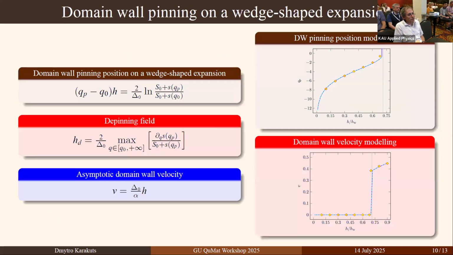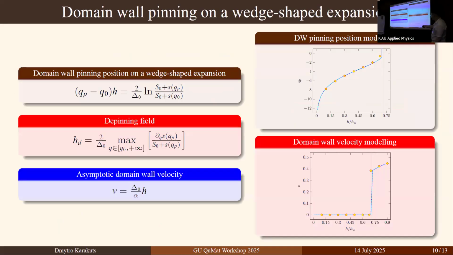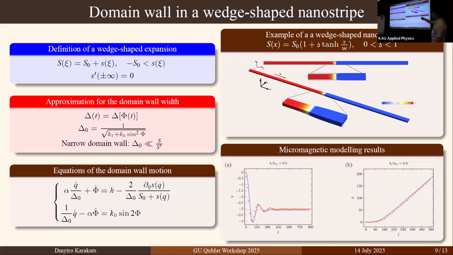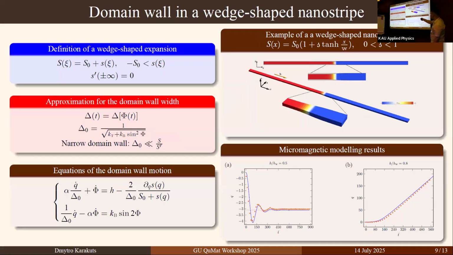Well, actually, the wedge-shaped nanostripe is effectively this diode, because in one direction we have, as I have shown, domain wall pinning. So the domain wall, for at least relatively small fields, as you can see, up to half of the Walker field, cannot move through this expansion. While if the domain wall is pushed in the other direction, it can move freely. So this is effectively a domain wall diode.